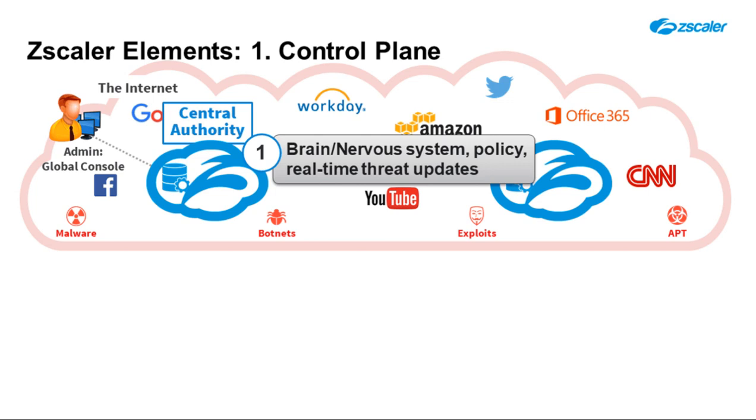The Central Authority is our brain and nervous system. It manages the entire cloud. What the Central Authority does is give you an administration console for every organization so that you can log in and set up your policies. The CA holds the list of users, groups, and departments along with all the policies and configurations for a company.